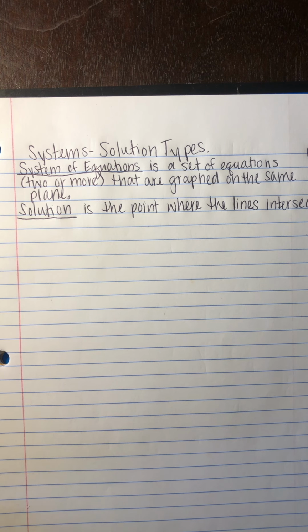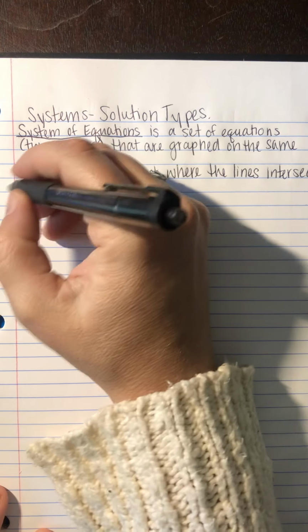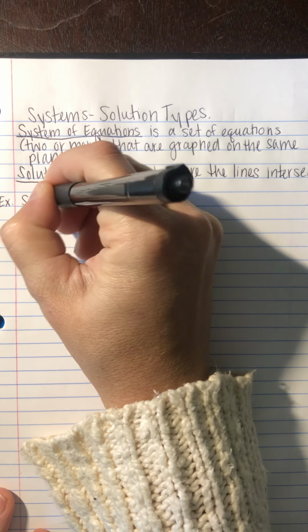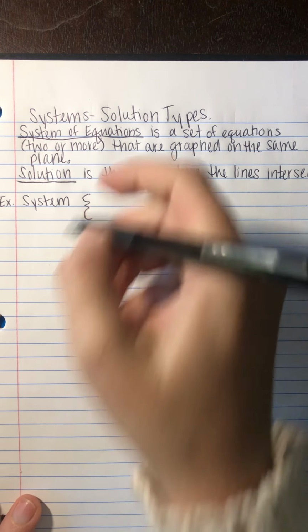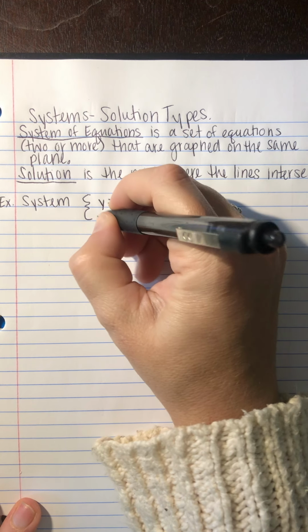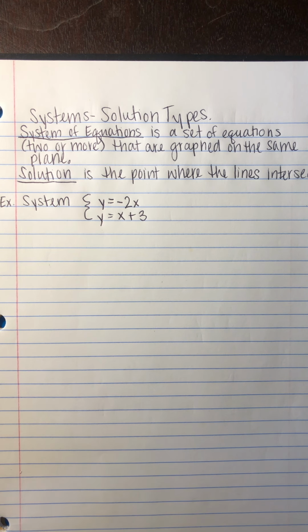All right, so there's a couple different things that we're going to look at today. The first one is going to be proving that your XY coordinate is the solution to your system. Here's an example. It would give you a system, and systems are usually written with these brackets. So the first system that we're going to use is y equals negative 2x and y equals x plus 3. That's what a system looks like. It's just two different linear equations that you can graph on a coordinate plane.